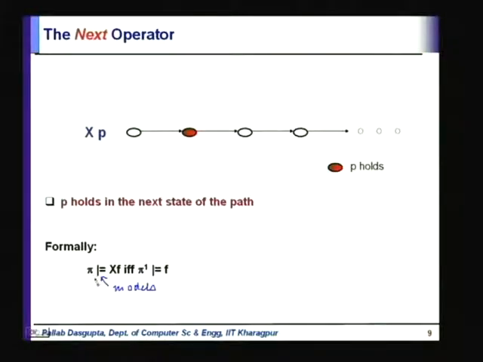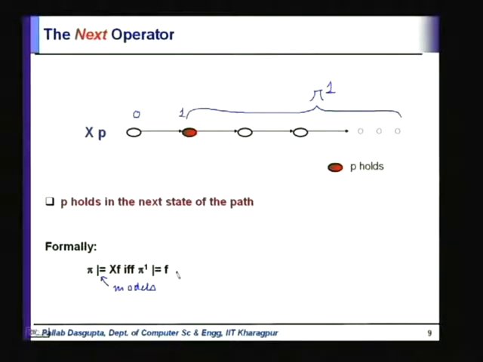We read it as pi, pi is our path. A path pi models X f if and only if pi 1 models f. What is pi 1? Pi 1 is the suffix of the path pi starting from the state 1. Remember this is state 0, this is state 1, right. So, this is our pi 1. Essentially what we are saying is that this whole path is going to model X of f if pi 1, the path starting from here, models f.